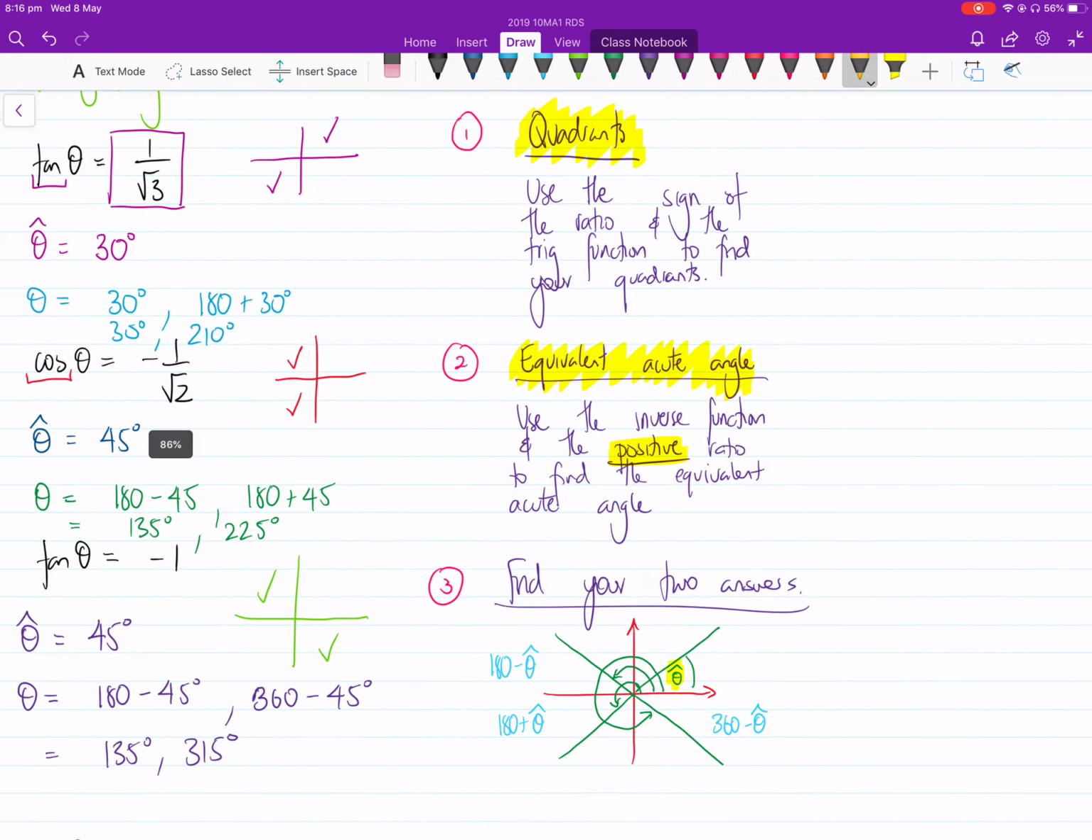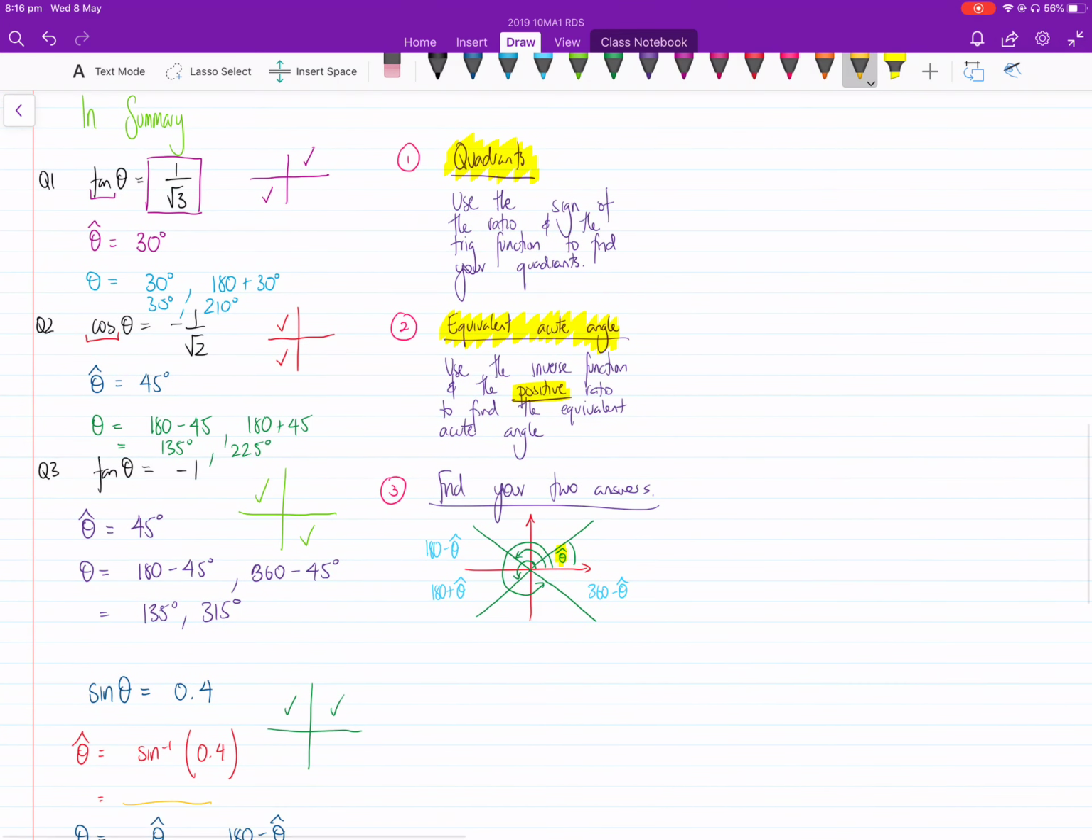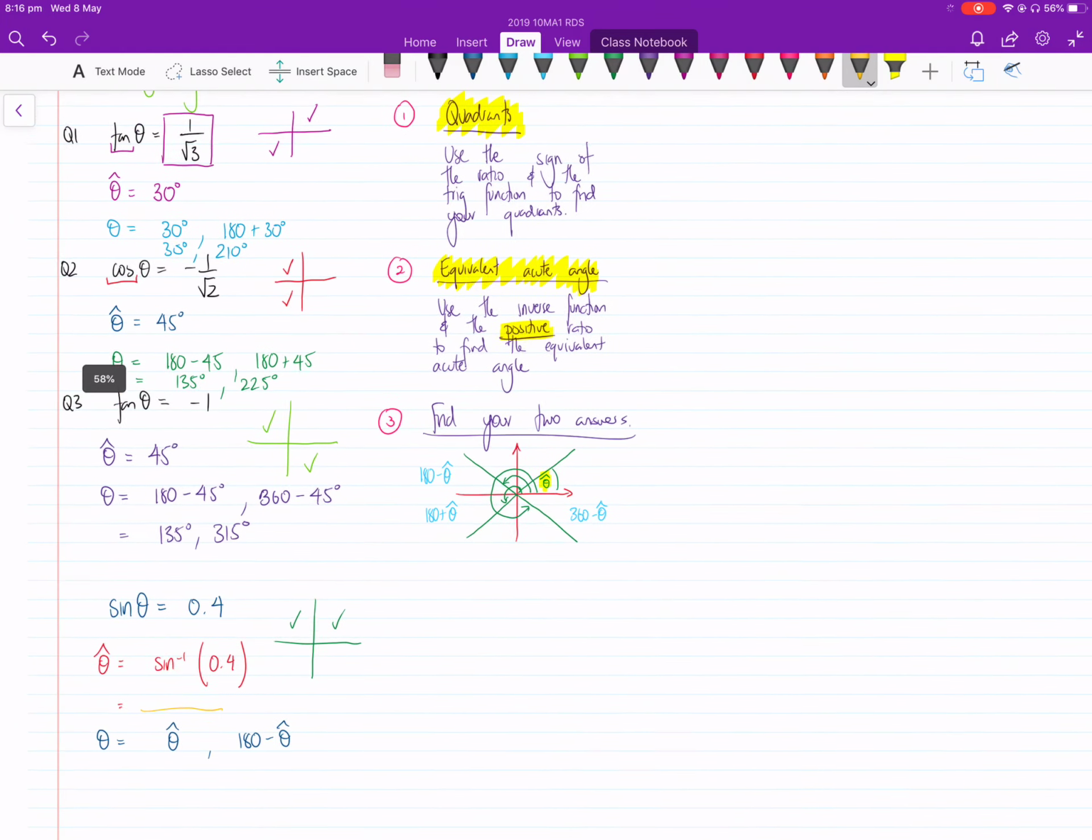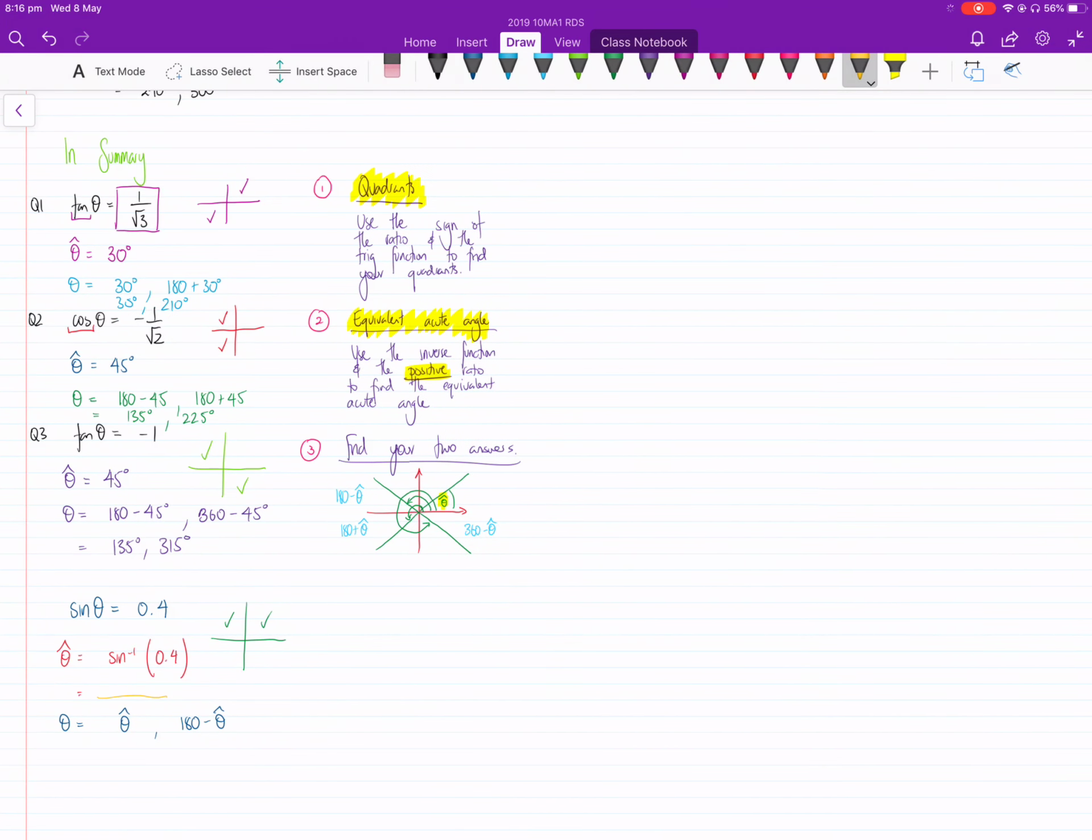So please try the worksheet that's down below here that is attached. Try those, and then tomorrow we're going to have a look at changing the domain and changing the frequency and how that changes our solution.